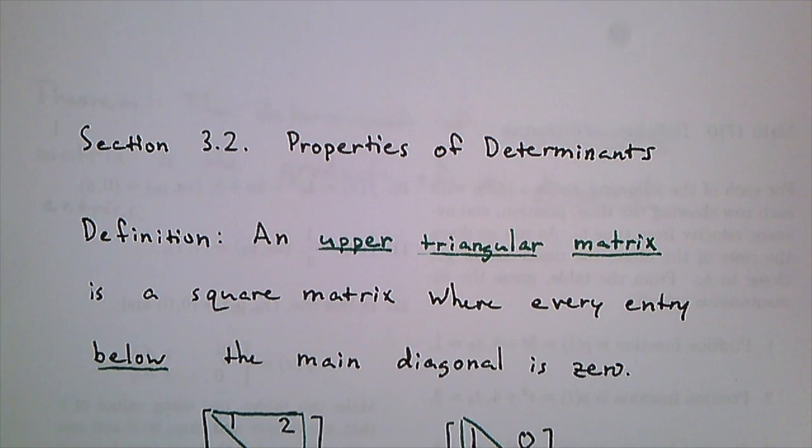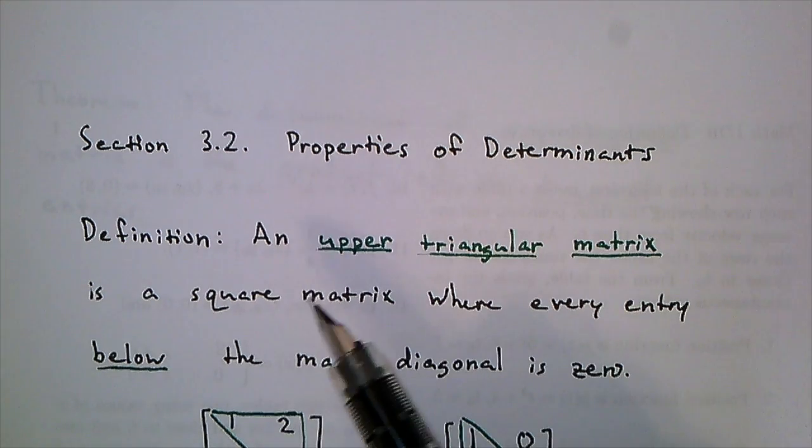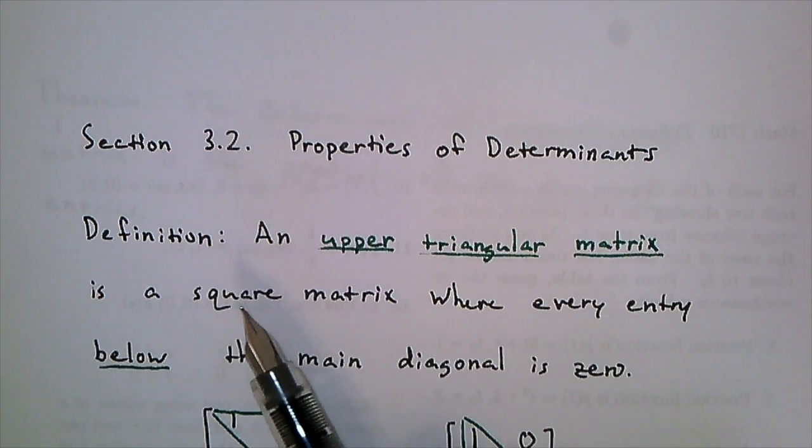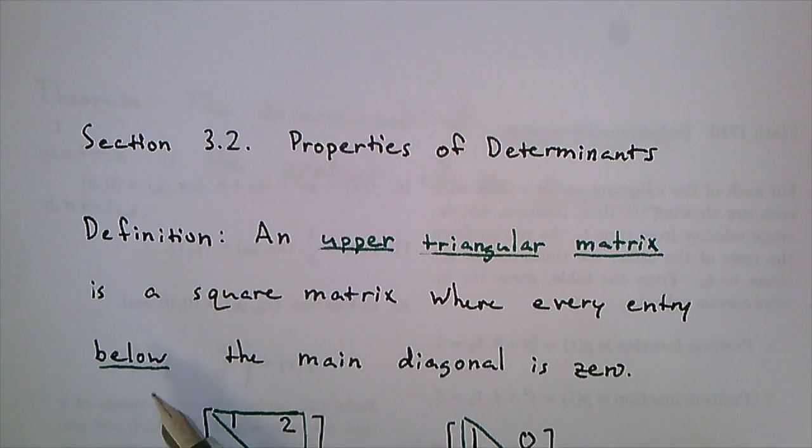In this video, we're going to learn about a new kind of matrix, and then we're going to see how to compute their determinants. Here's our new kind of matrix. An upper triangular matrix is a square matrix where every entry below the main diagonal is 0.